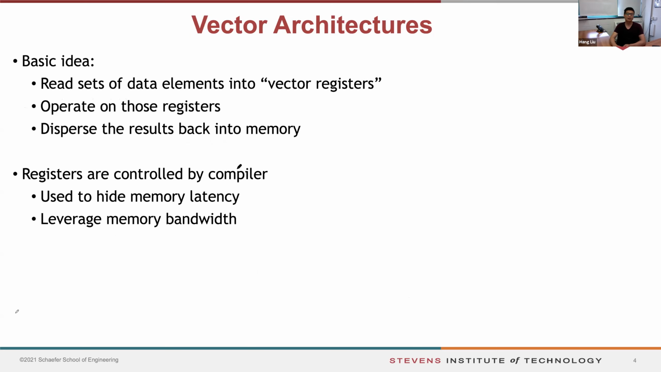So first, let's discuss vector architectures. The basic idea of a vector architecture is that we read sets of data elements into vector registers, operate on those registers, and disperse the results back to memory. Registers are controlled by compilers, used to hide memory latency and leverage memory bandwidth.